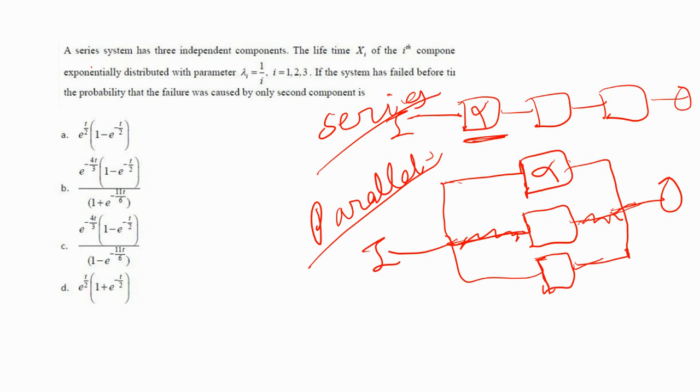Now given here is that the series system has three independent components. That means their probabilities of failing are independent. Now the lifetime Xi of the ith component is exponentially distributed with the parameter lambda equal to 1 upon i. So if the system has failed before the time, then what is the probability that the failure was caused by only the second component.